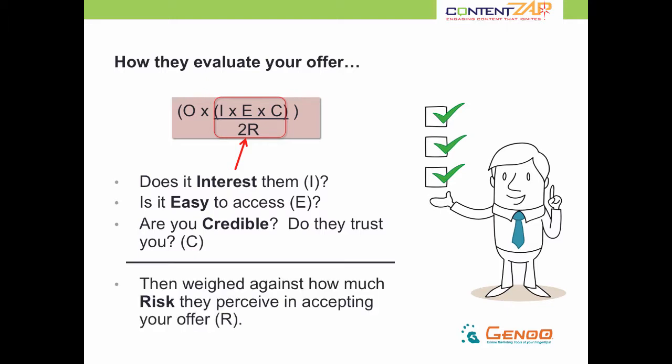And then they weigh all of those things against how much risk they perceive in accepting your offer. What's the risk to them, right? So if you're asking for everything under the kitchen sink, it might be perceived as too much risk. In fact, Marketing Sherpa has even shown that the more fields you have in your lead capture forms for somebody to fill out, the more friction you create, and the less likely they're going to be to take that step. So you want to think about that.